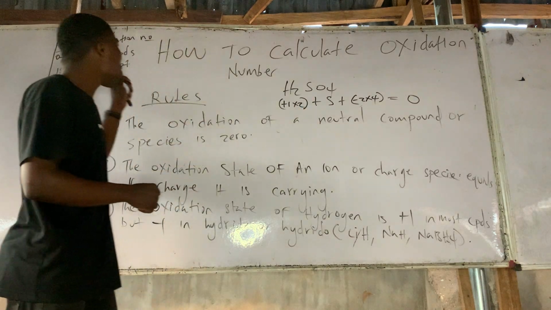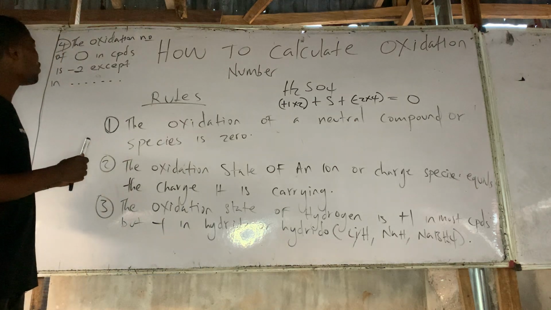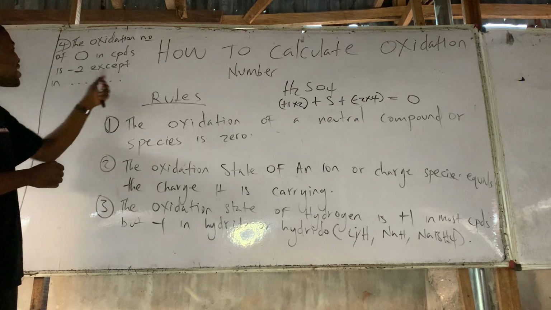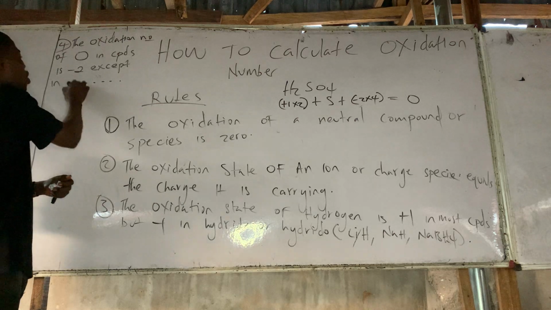Now, rule number 4 is not complete, for a reason. The oxidation number of oxygen in compounds is -2, except in peroxides.